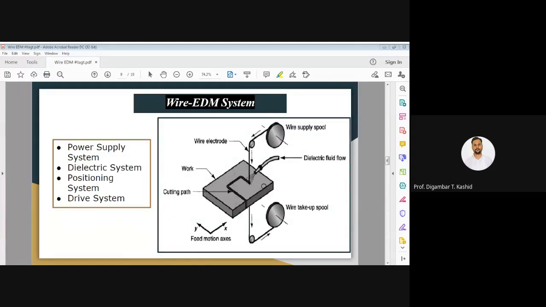This is a diagram that I already explained during the working principle of wire cut EDM. As we know, for the setup of the wire cut EDM process, we mainly require four elements or systems: first the power supply system, then the dielectric system, then the positioning system and the drive system. These are the four important components, or elements, of the wire cut EDM system.